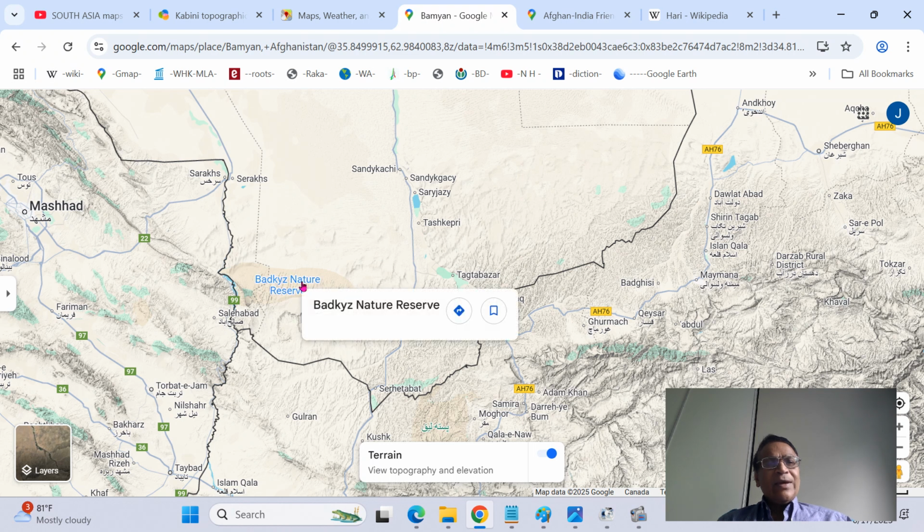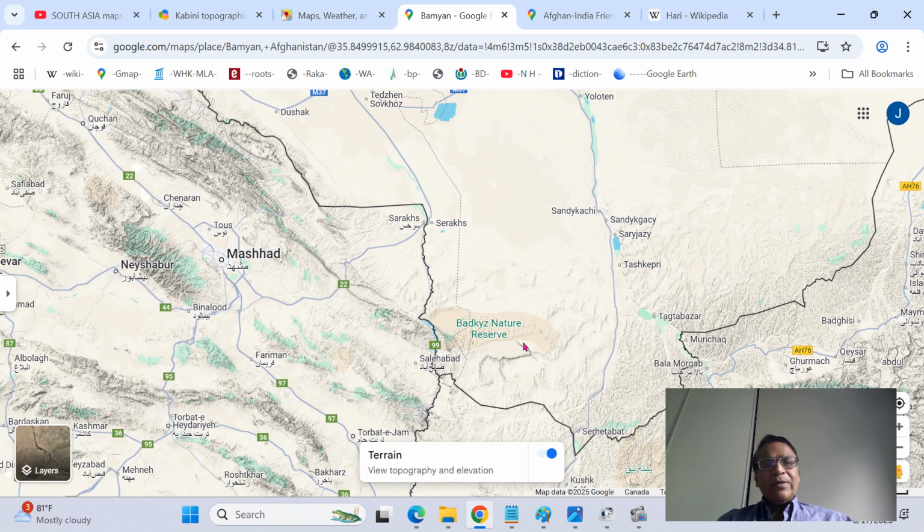You can see a nature park and reserve, that is the Beskik Nature Reserve. This is the Turkish name. And there is the Dost.